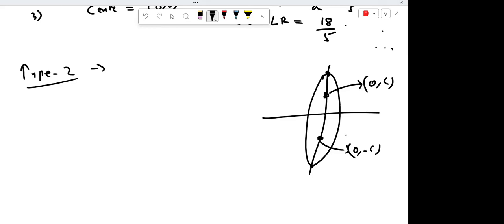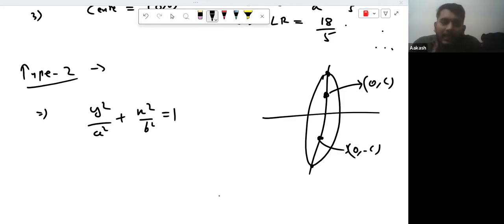So how we are changing the equation is, we are writing y square by a square plus x square by b square equals to 1. Now look at this. We are keeping a as the larger one. So we are writing everything with respect to a, so that we do not have to memorize two things.